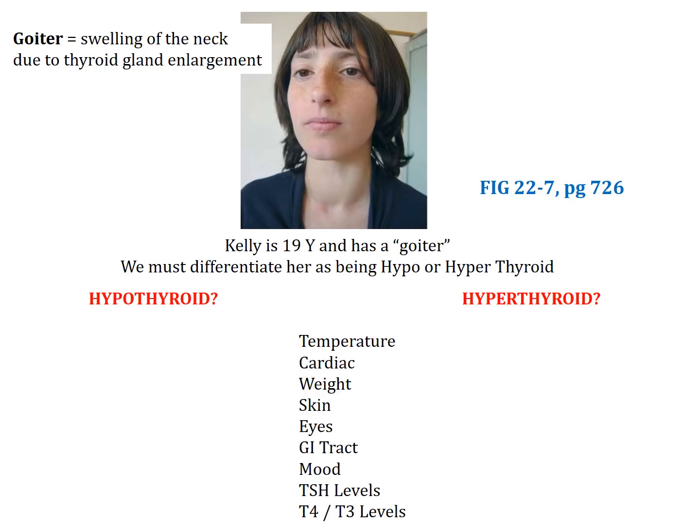So let's take our fictitious patient here. Let's call her Kelly. She's 19 and you can see her goiter, right? You'd be able to palpate that, and it would be fairly easy to see and feel that enlarged thyroid gland. Now you want to look at her and say, okay, is she hypothyroid or hyperthyroid? You're going to do that based on the signs and symptoms that she has and based on her blood levels of TSH and T4 and T3.